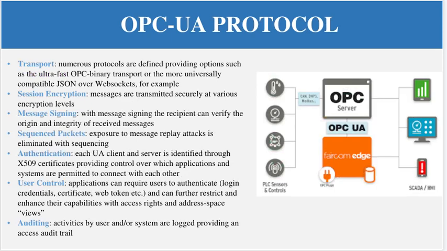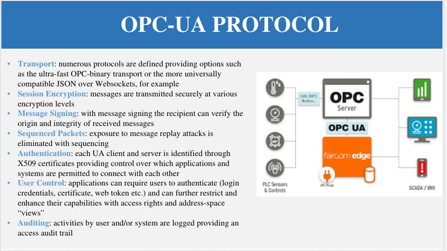First of all, the OPC-UA protocol is transparent, meaning that protocols are defined providing options such as the ultra-fast OPC binary transport or the more universally compatible JSON over WebSockets. Okay, so transport is one thing. Then session encryption, meaning that the session which is established is completely encrypted. Message signing is there, meaning the recipient can verify the origin and integrity of received messages. Sequenced packets means exposure to message replay attacks is eliminated with sequencing.